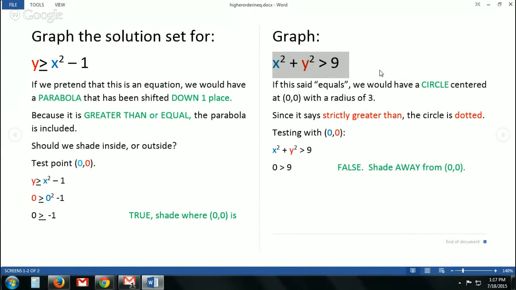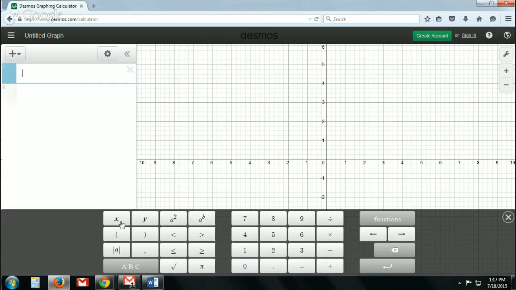Now, again, pretend that it just says equals. If it said equals, it would be a circle that we would be looking at since both the x and the y are being squared. The center of the circle would be at 0, 0, since there's not a constant value with either the x or with the y. And remember, the radius of this circle is the square root of the number that's at the back. Square root of 9 is 3. So now if we go to draw this circle, x squared plus y squared equals 9. Here is our circle.